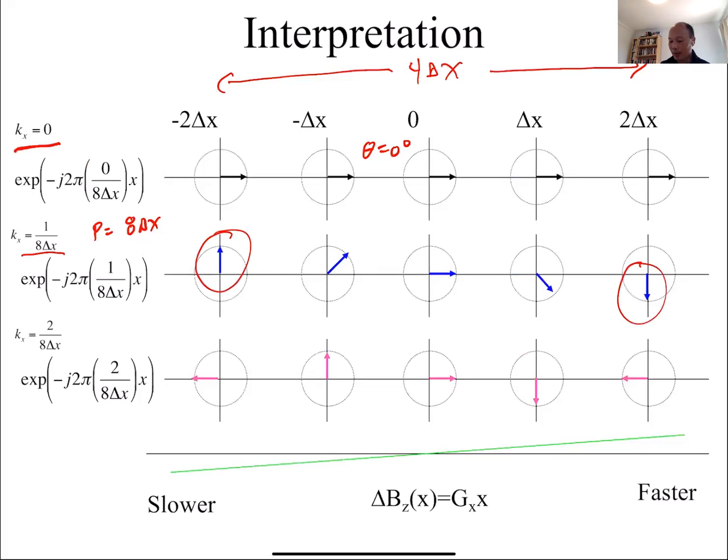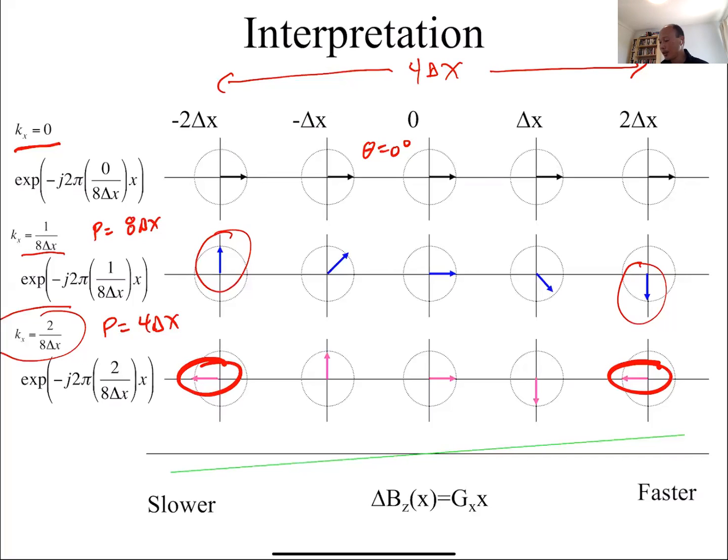Here we have kx equals 2/8 delta x. So here the period would be 4 delta x. So that means in 4 delta x, we should repeat our pattern. And you notice we do. This is pointing this direction, this is pointing that direction. So in 4 delta x, the spins repeat the pattern. And so that's how you can start thinking about relating different places in k sub x or k sub y to the orientation of the spins.